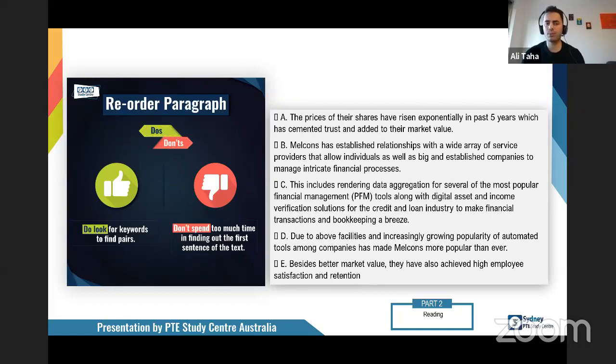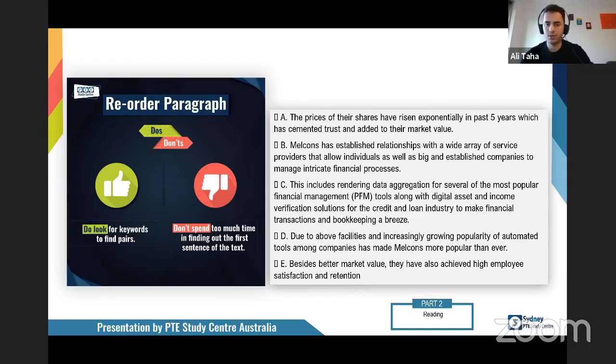And don't spend much time finding the first sentence of the text. This is a killer mistake. It is suggested that you find the independent sentence at the beginning, but this shouldn't take you more than 15 seconds, because usually the independent sentence is very clear. However, if you couldn't find it in the first 15 to 20 seconds, then don't spend time. You are wasting your time. Leave it out. Find the pairs. We just discussed that you are getting 1 mark from each correct pair. So don't ever spend too much time on it. It will be fixed by itself once you accomplish your pairs. For this purpose, viewers, have a look at this question.